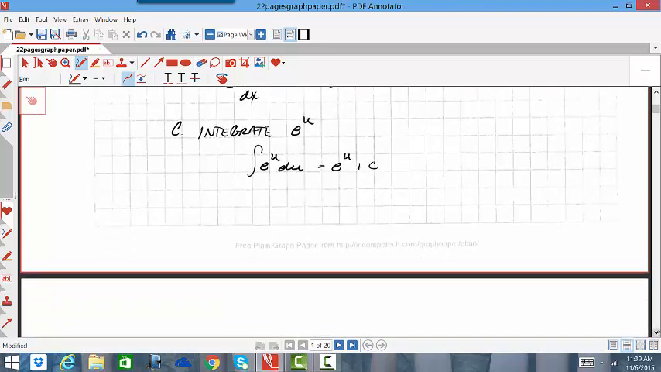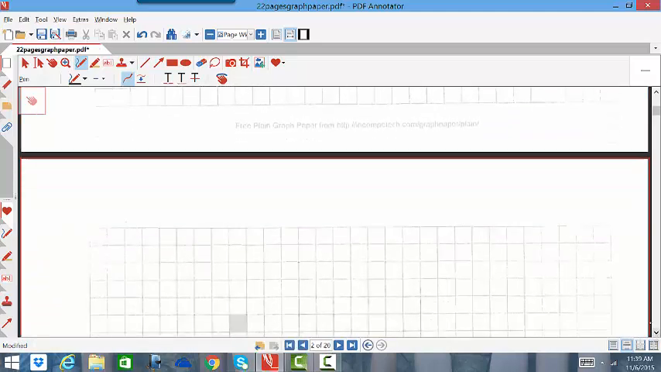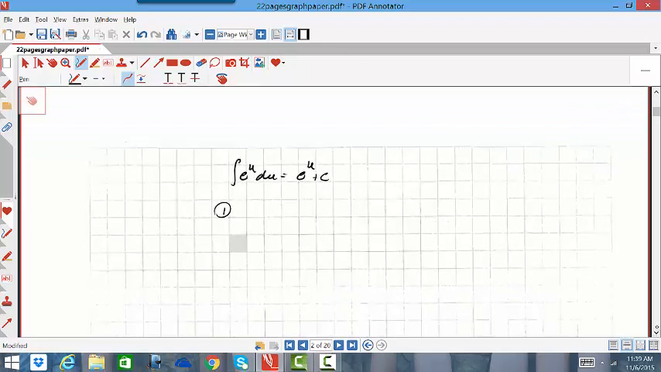Alright, so let's apply this. I'll rewrite this on the next page so we can see it. So we just said that the integral of e to the u du equals e to the u plus c. So here's an example or two. Suppose we want to integrate e to the 4x dx. Well, in this case, we're going to let u equal 4x. So then du equals 4 dx, or 1/4 du equals dx.